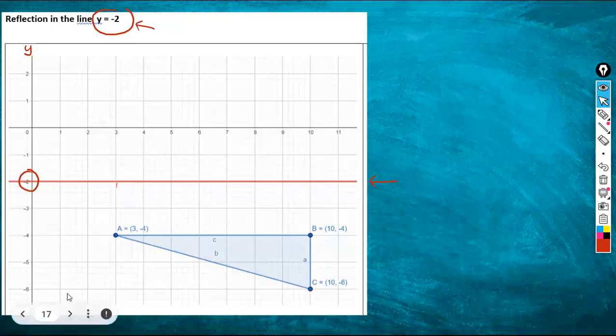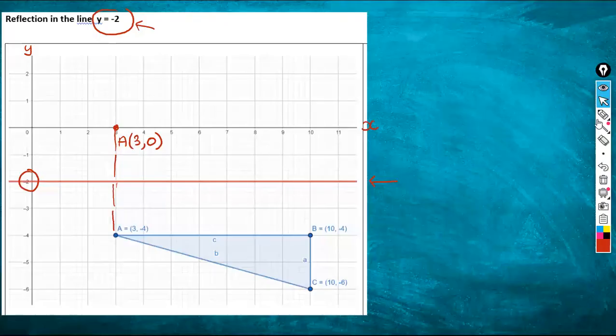All right, so mostly correct answers coming up. Let's talk about it here. For point A, he was 2 blocks on this side. So on the other side, he has to be 2 blocks on the other side. And he ended up on the x-axis where the x value is 3, but the y value is 0.